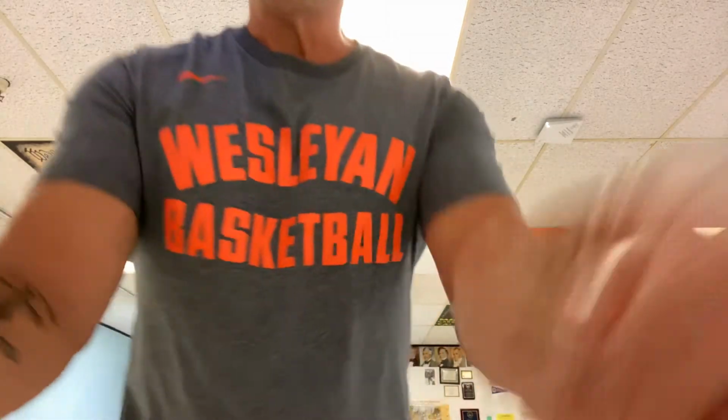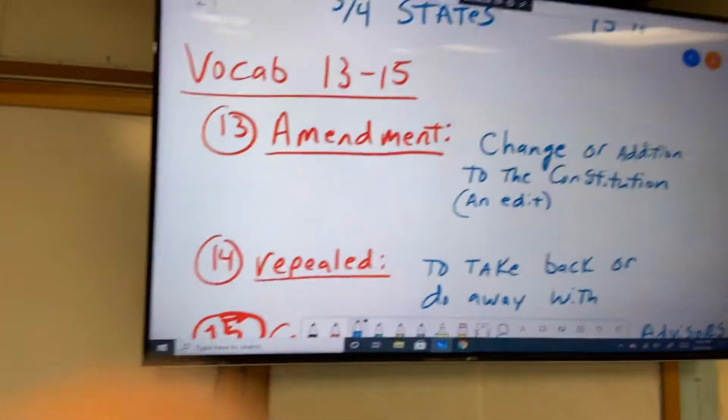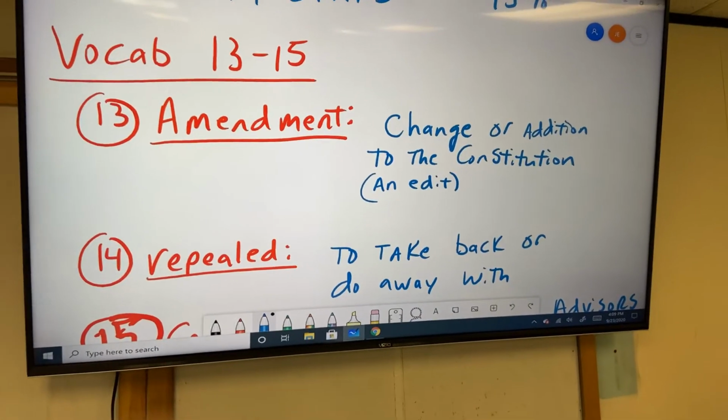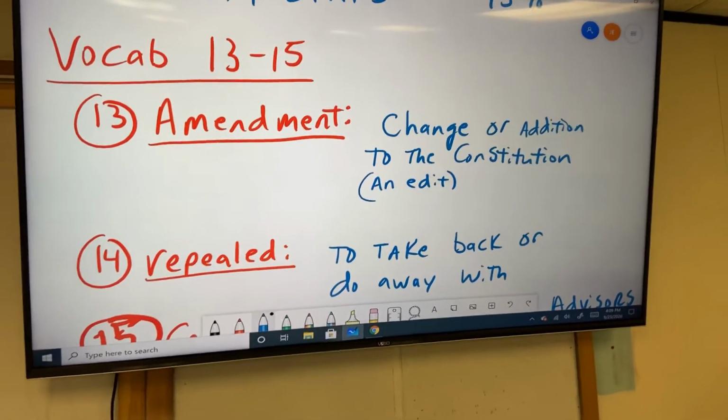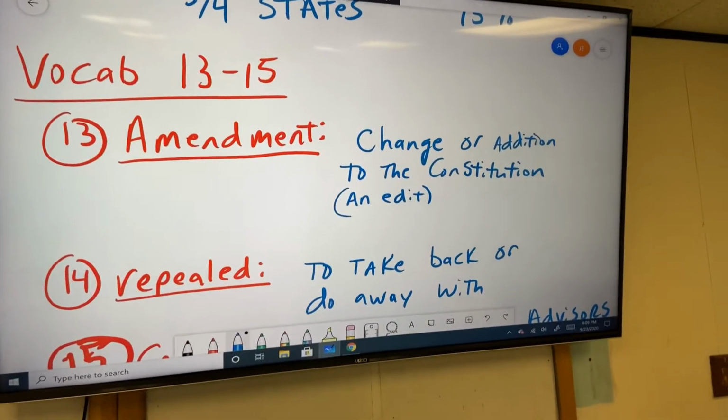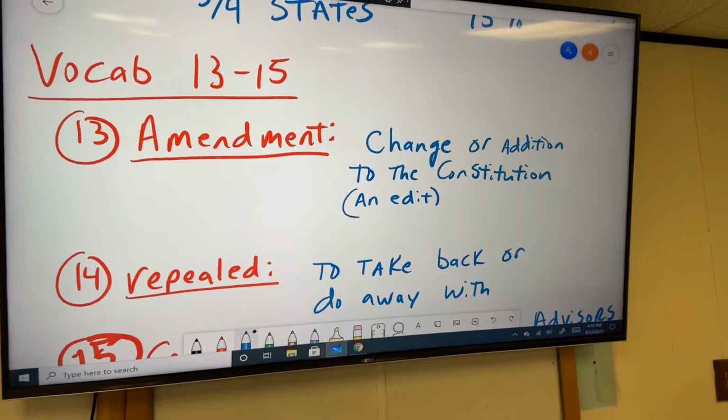Let's go down to a couple vocabulary words that we have to put in. We'll do 2 at a time. What exactly is an amendment? It's an edit. The Constitution has been edited. It's been changed. Something's been added to it. That's an amendment. It's a change or an addition to the Constitution.